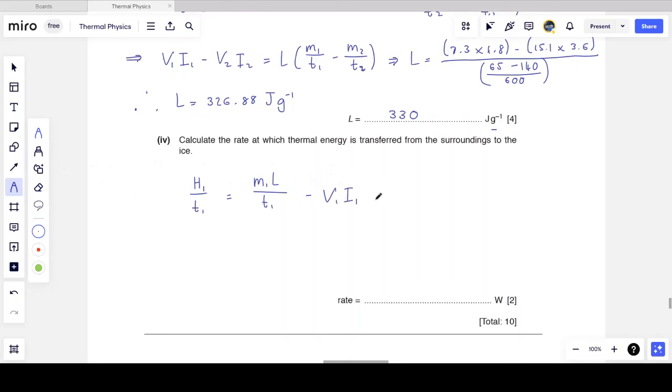V1 I1, which is 65 grams times 330 joules per gram. So my numerator is in joules, divided by a time of 10 minutes, which is 600 seconds, minus the voltage and current for that specific time period, 7.3 times 1.8. And so what I get is 22.61 watts, again to two significant figures, 23 watts of power. And so that's the rate at which thermal energy is being transferred from the surrounding air to the ice.